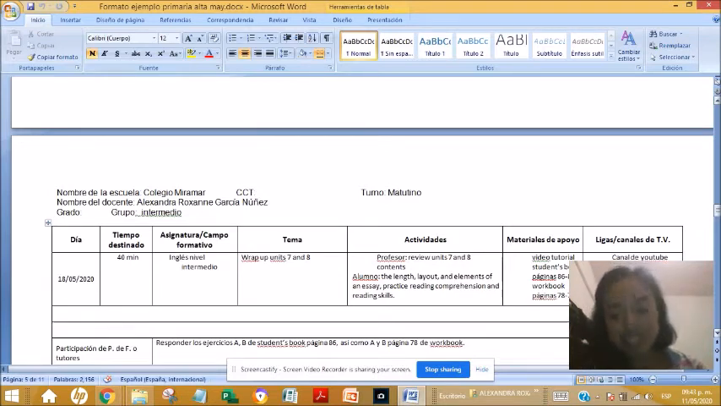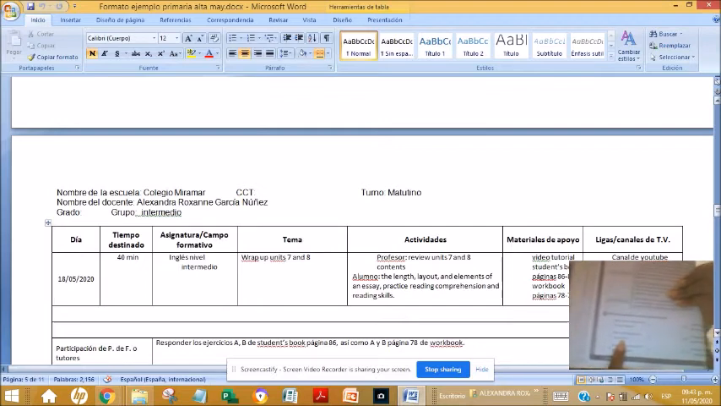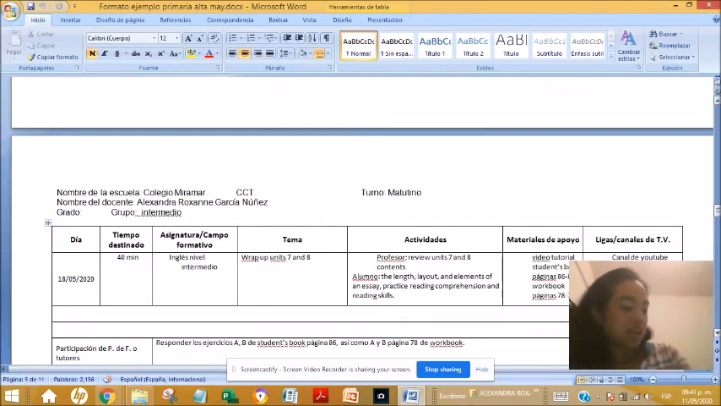In exercise B, you need to match the questions and the correct answers. So it's a matching exercise. You have to match here the letters and the numbers. Okay?